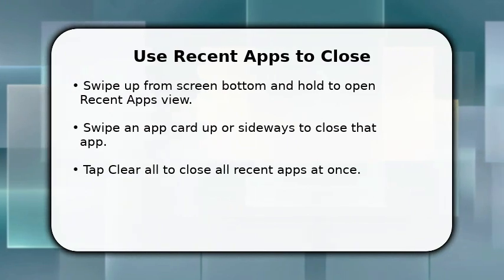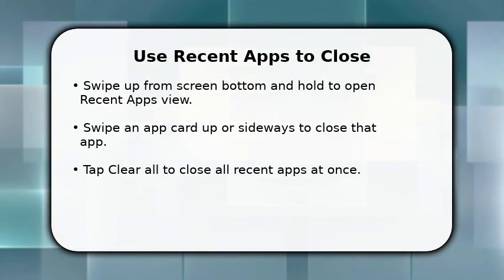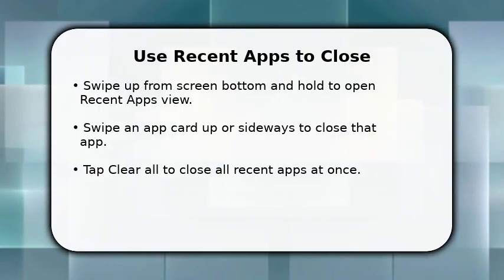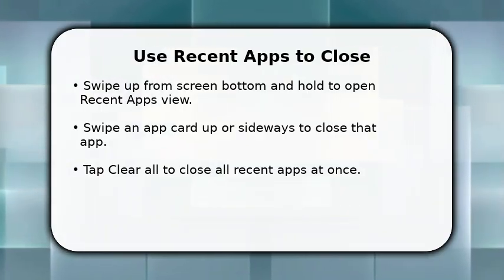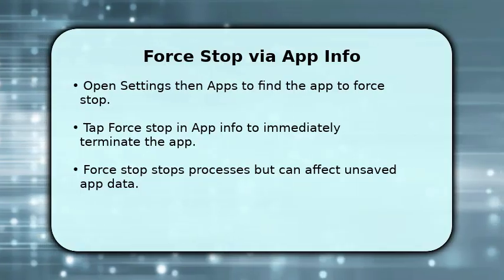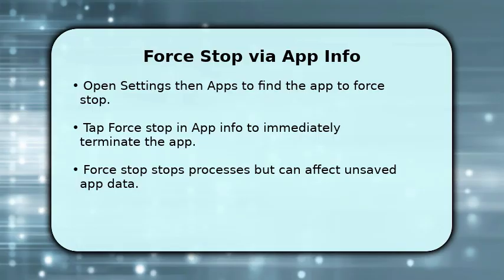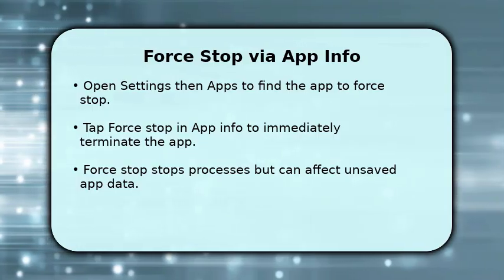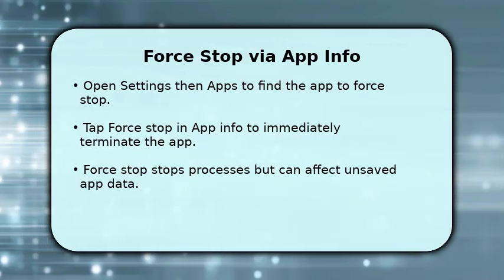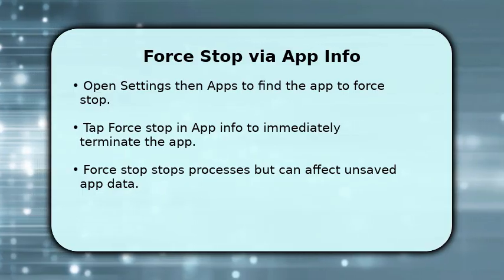Open Settings, then go to Apps or App Management to view installed apps. Scroll or search to find the specific app you want to close and tap its name. On the App Info page, tap Force Stop to immediately terminate all running processes for that app. Confirm the action when prompted to ensure termination.